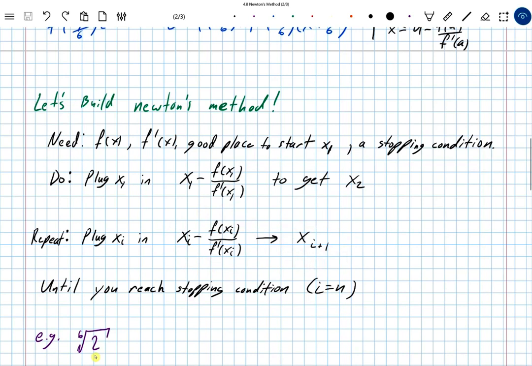And usually stopping means we did the number of iterations that we wanted. We picked how many iterations. Sometimes it means that I'm keeping track of 4 decimal places and it stopped changing. So we're stable up to 4 decimal places. It can mean that too.